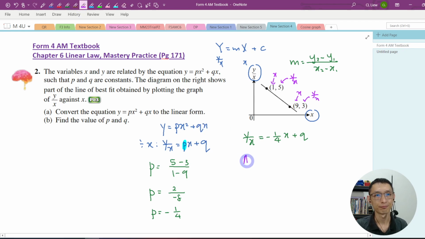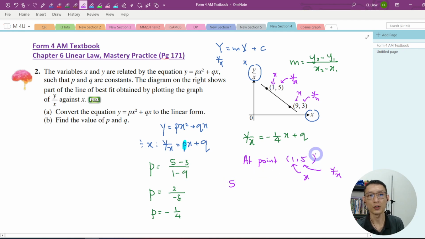Now, at point 1, 5, remember, this is x, and this is y over x. So y over x is equal to 5, not 5 over 1. But here it is just a coincidence. If you take 5, this is the correct one. If you do 5 over 1, you still get the same answer because this is 1.